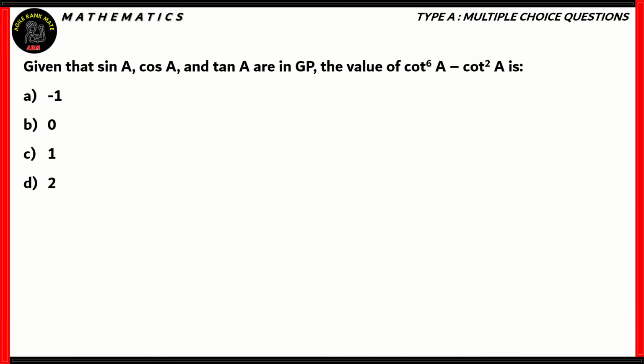Let's look at the last question for the day, which is from mathematics. Given that sin A, cos A, and tan A are in GP, the value of cot raised to 6A minus cot squared A is. Now this is a question on both trigonometry and geometric progression.